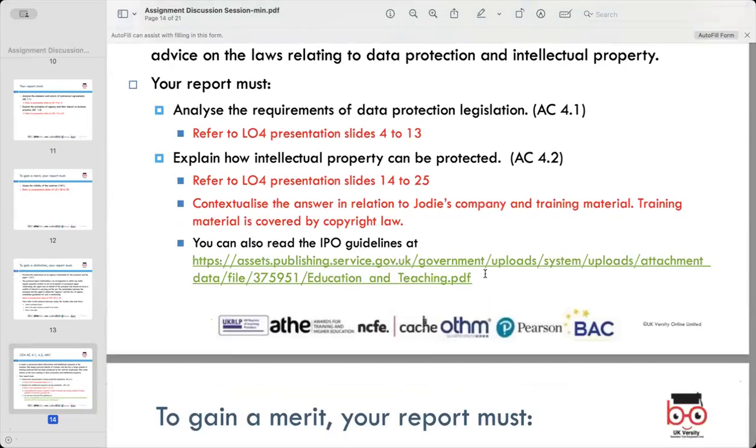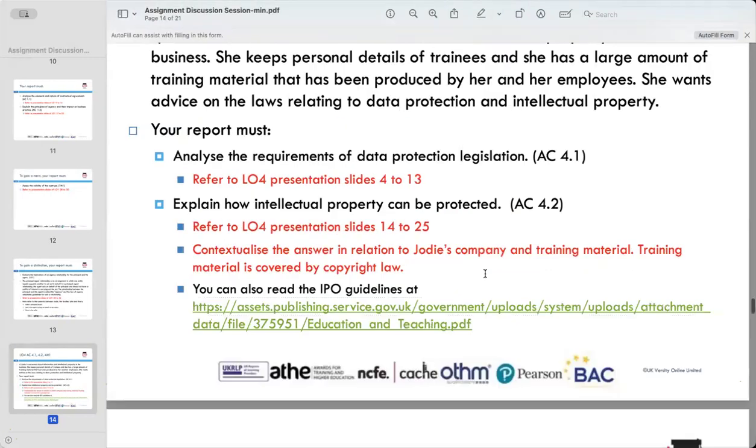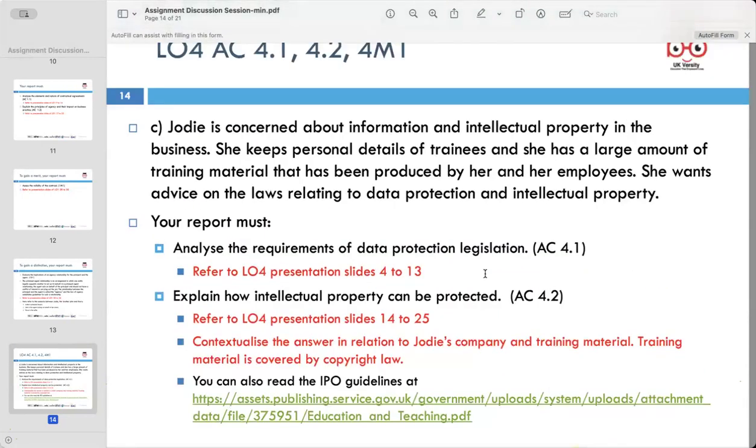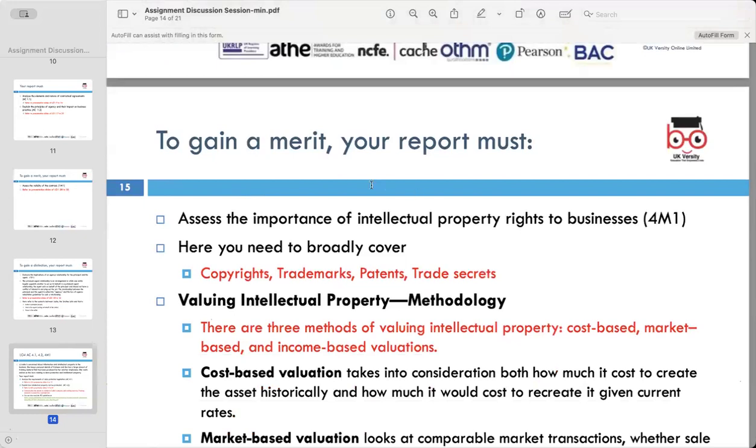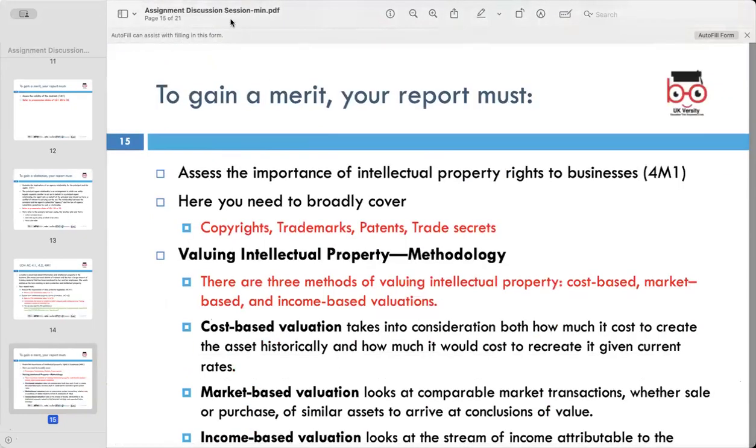Basically, what is intellectual property, the types of intellectual property law, and then how she can protect her material or copyrights. I hope you know about intellectual property law. If not, you can go through learning outcome 4 as well, where I explain about intellectual property law.